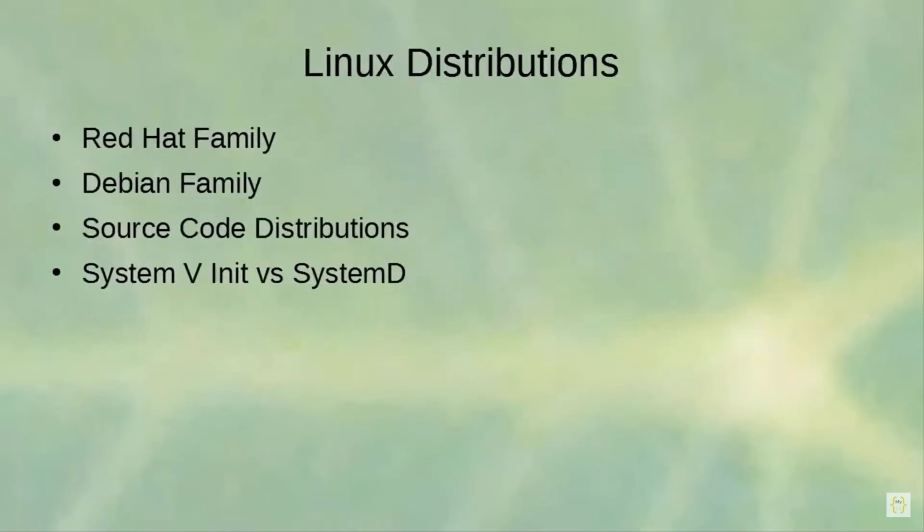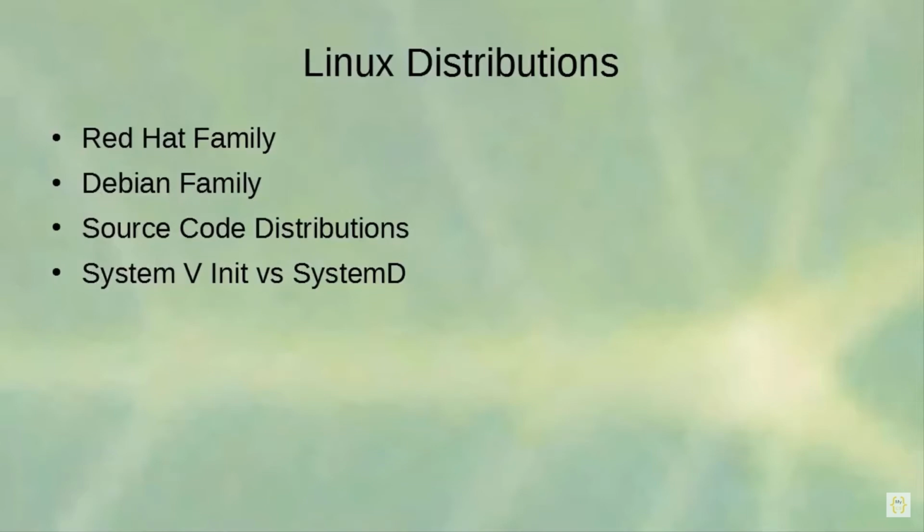In the Linux world, there are many different families of distributions. You have the Red Hat family, you have the Debian family, you have all these source code distributions, and then there's this whole recent debate about changing init to systemd. Most distributions have switched to systemd, but some are still back on the old init system.